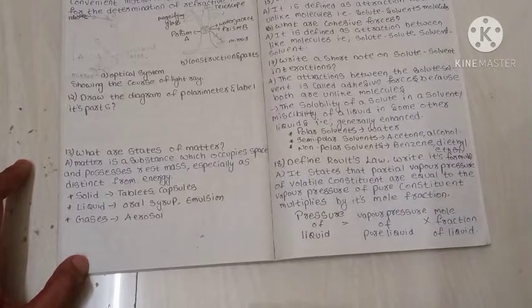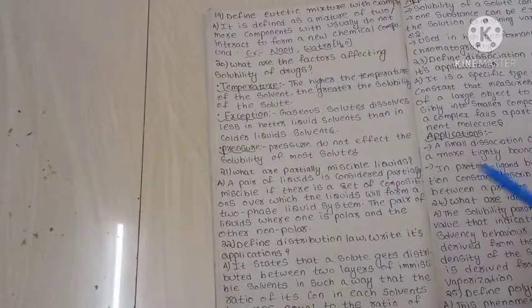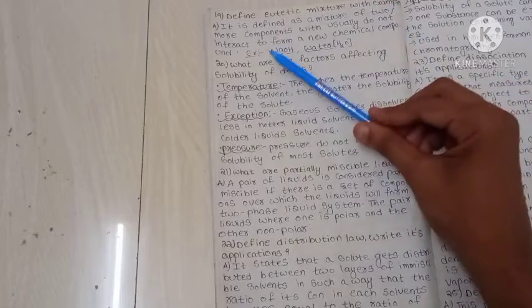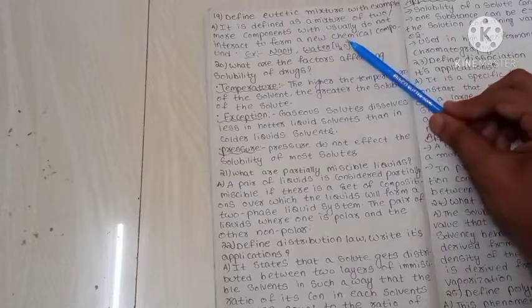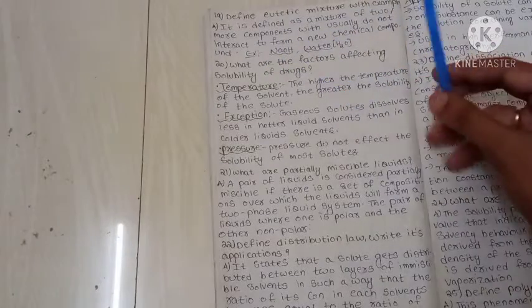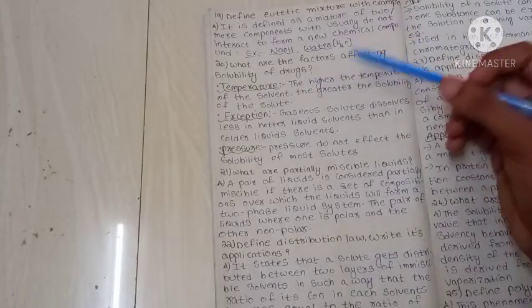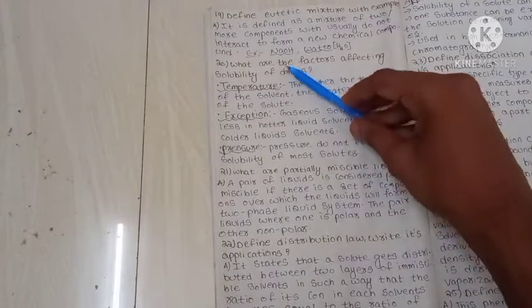Next one, define eutectic mixture with example. What is a eutectic mixture? It is defined as a mixture of two or more components which usually do not interact to form a new chemical compound. Means mixing of two or more compounds which usually do not interact, like NaOH and water.